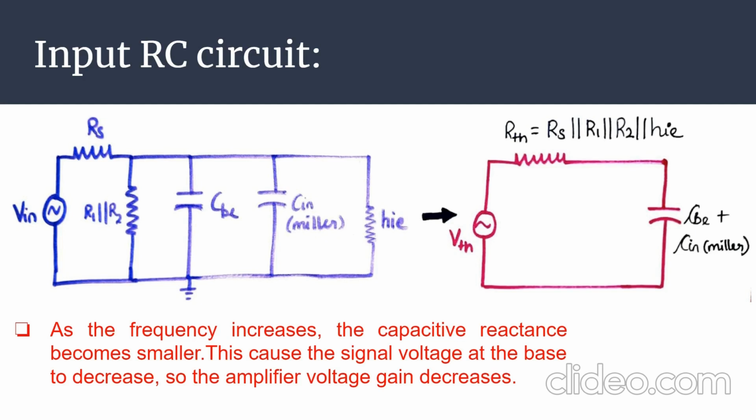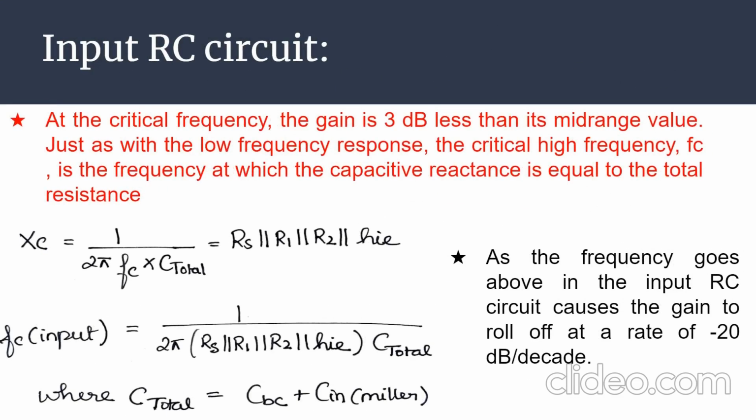The basic reason for this is that the capacitance and resistance act as a voltage divider, and as the frequency increases, more voltage is being dropped across the resistance and less is across the capacitance. So, as we all know, at the critical frequency the gain is 3 dB less than its mid-range value, which is just as with the low frequency response also.